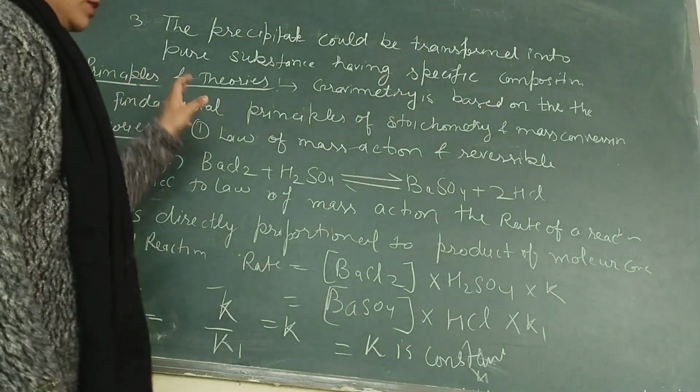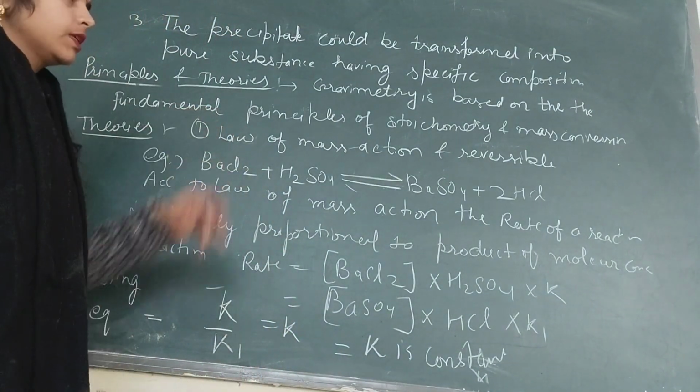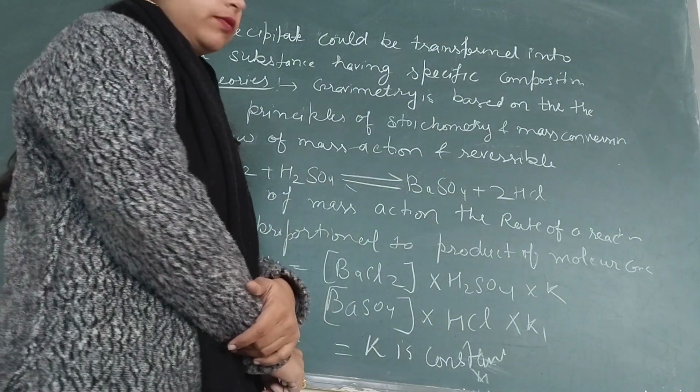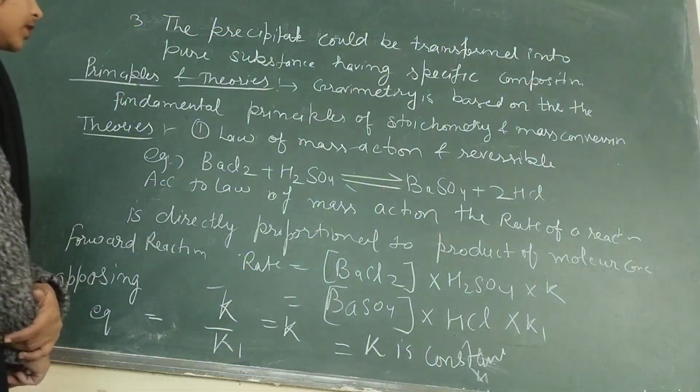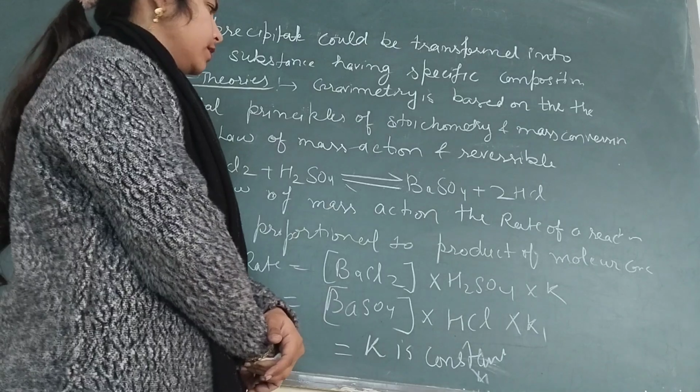Next are the principles and theories. Gravimetry is based on the fundamental principles of stoichiometry and mass conversion. Theories: the first theory is the law of mass action and reversibility.